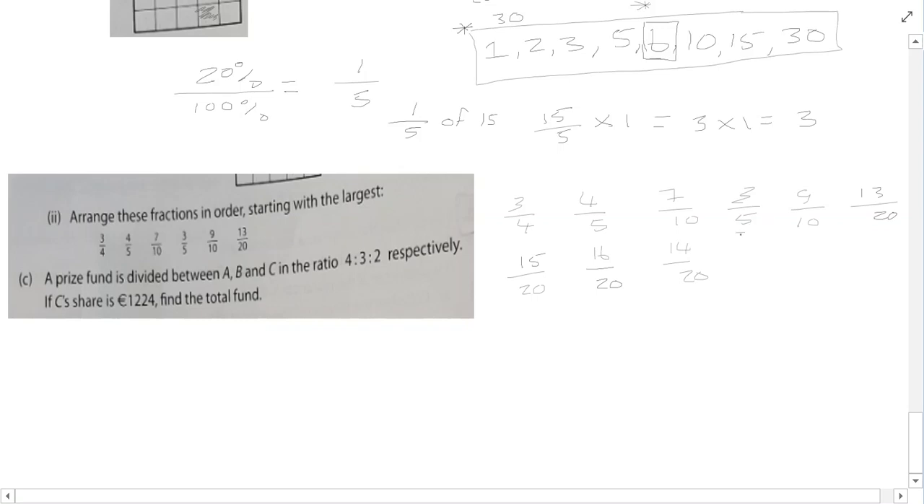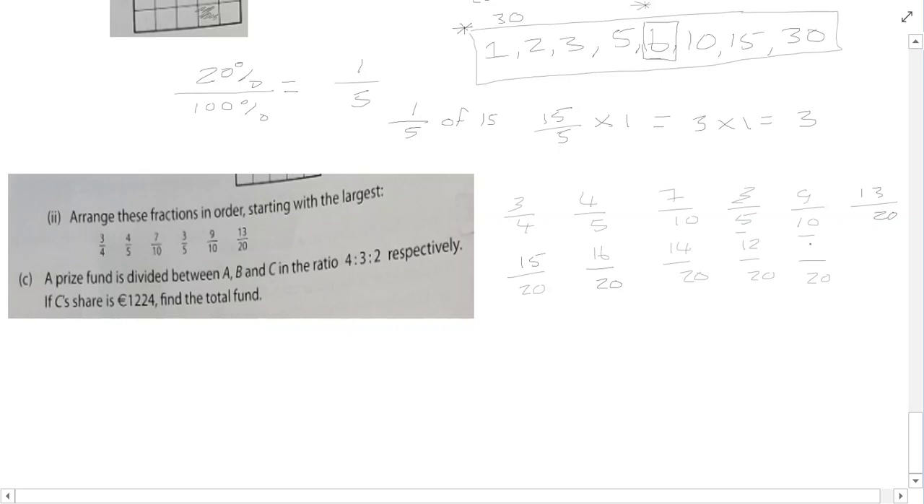So I do the same here. What do I have to multiply 5 by to change it to 20? I have to multiply it by 4. So I multiply by 4, the 5 becomes 20. I multiply the 3 by 4 as well, and that becomes 12. Then I look at this number here, the same thing. What do we do to the 10 to change it to 20? I have to multiply it by 2, so that becomes 20. If I multiply the 10 by 2, I have to multiply the 9 by 2 as well.